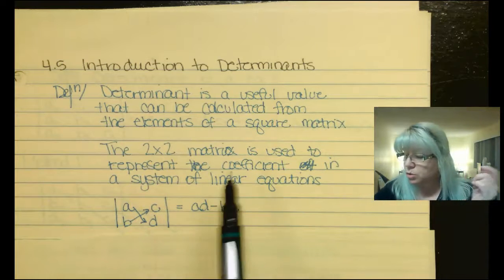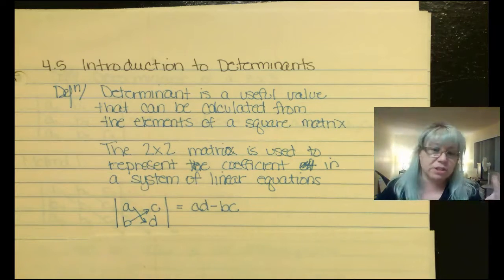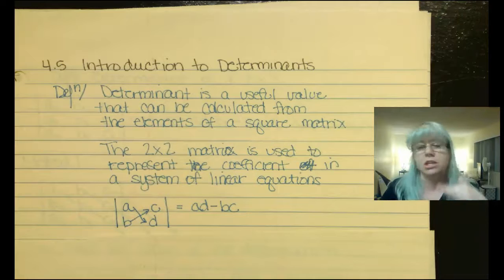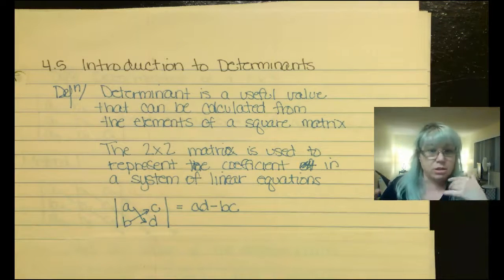So a 2 by 2 matrix is used to represent the coefficients in a system of linear equations. Some future lectures will actually go through building matrices from a system of equations. This is just to calculate determinants. So what is it? Here's how I calculate a determinant.